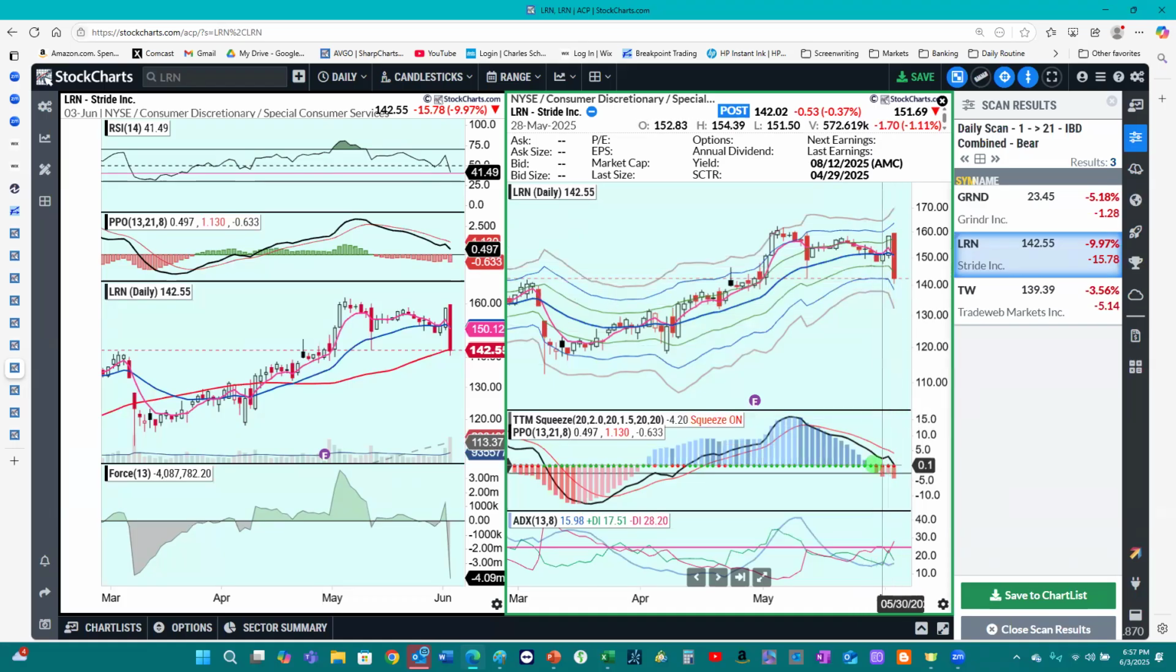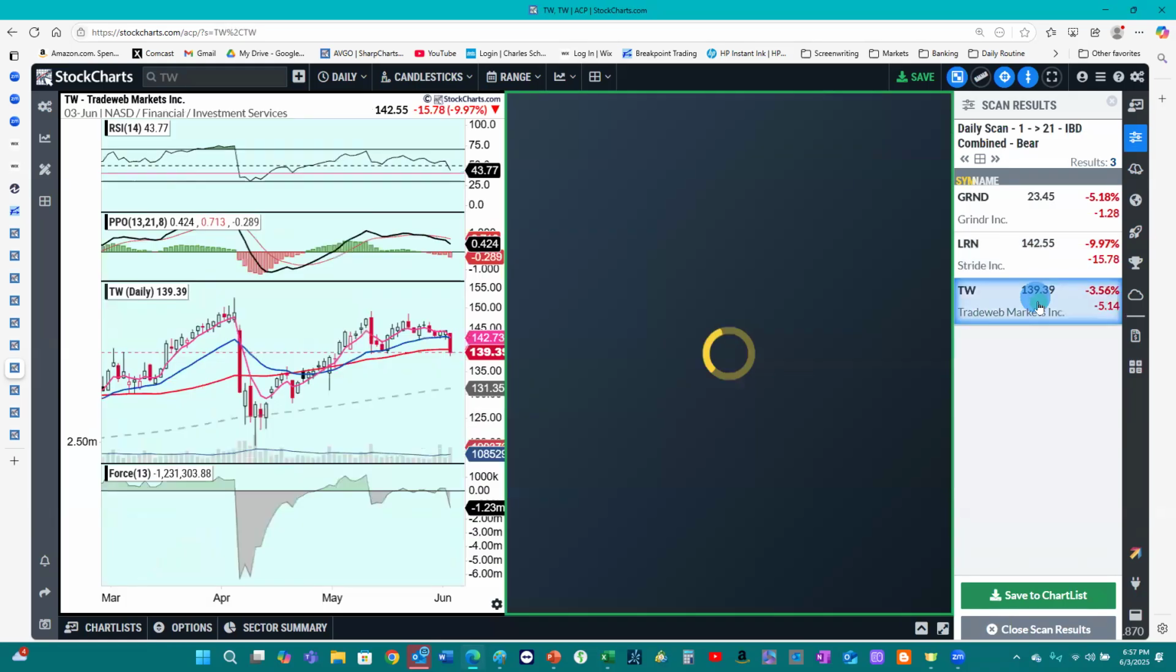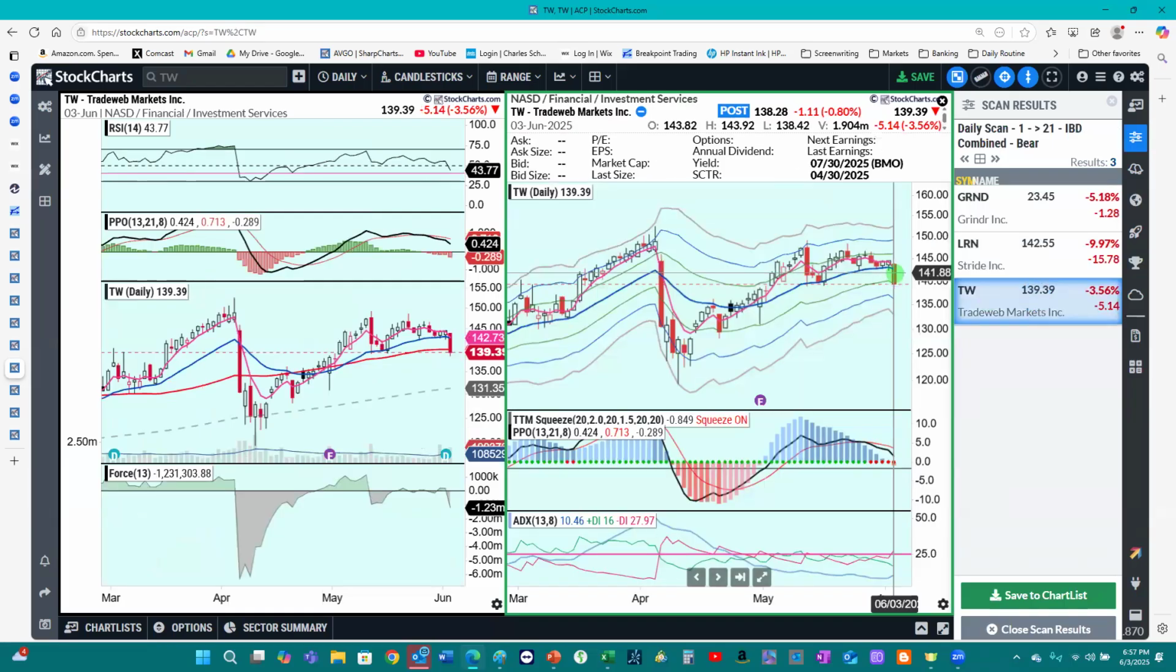And notice that it's got a squeeze going. So this squeeze looks like it's firing to the downside. And TradeWeb is the last one. Also, big red candle below the 21 and has a squeeze. So that's firing to the downside as well. So those are the short candidates if you want to play it that way.